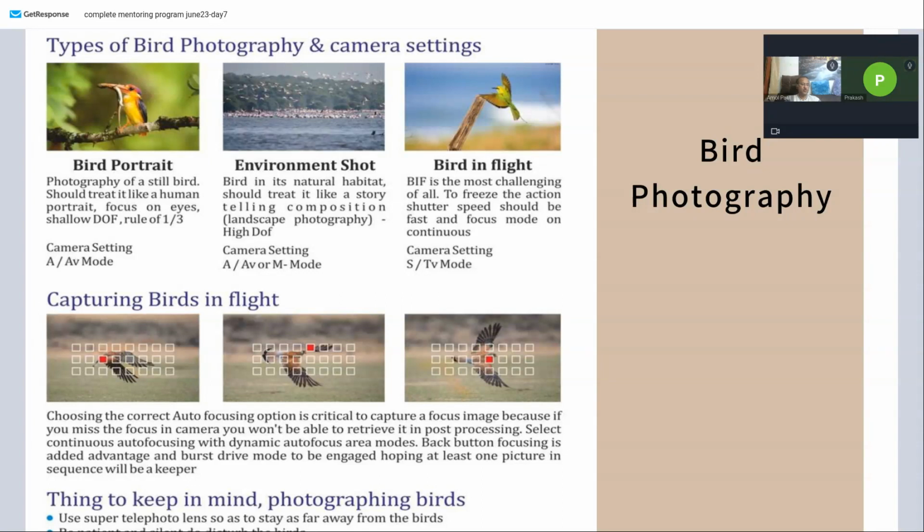For a 35 mm lens, how much will it be, sir? Then 1 by 35, for a 35 mm prime lens. So what would be the shutter speed in this case? Inverse of your focal length. So if it is 35 mm, minimum shutter speed should be 1 by 35. You will not get 1 by 35 in your camera. It will be 1 by 30. Correct, that is the nearest.